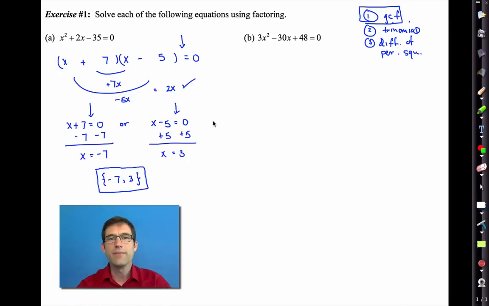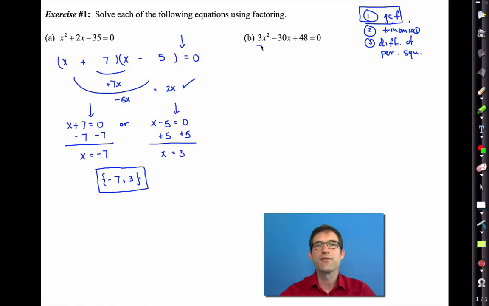All right. So a little trinomial factoring, set each factor equal to 0. Take a look at letter B, pause the video, and see if you can do that one. All right. Well, letter B is a little bit more challenging because first things first, there is a GCF. A 3 goes into each one of these.